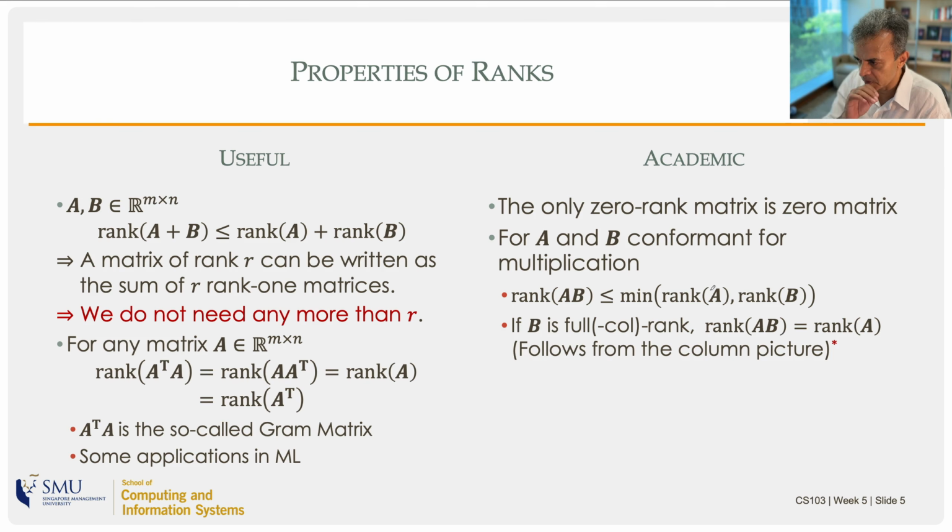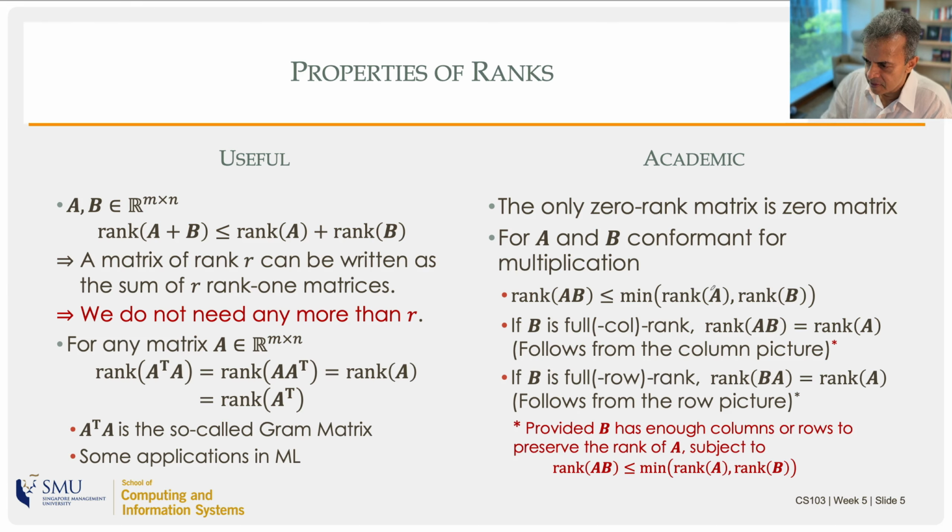So that condition is important because, as we saw, if B is a column matrix, a vector, then the product has a rank of 1. But if B is not a vector but a series of vectors, enough vectors to hold the rank, more than the rank of A, then AB will have the rank of A. Similarly, if B is a full row rank matrix, the rank of BA will be the rank of A, always providing that B has enough rows or columns to preserve the rank of A. It comes from our original statement here, and also from the column picture and the row picture, as the case may be.